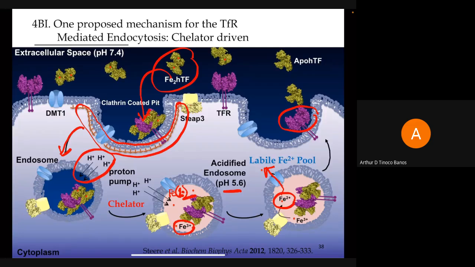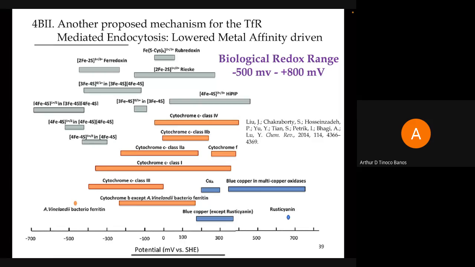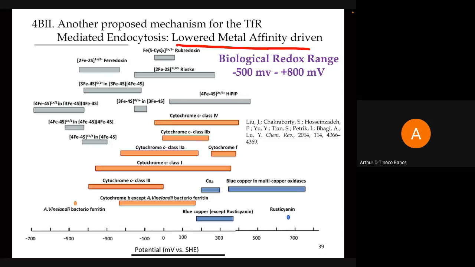Okay, so that's a chelator driven pathway. But there's another pathway, which is one that results in a lowered metal affinity to the protein. A very similar pathway, but this has to do with the oxidation state of the metal. And so here I'm presenting you a figure that you can find in a typical textbook that helps us to understand what is known as the biological redox range.